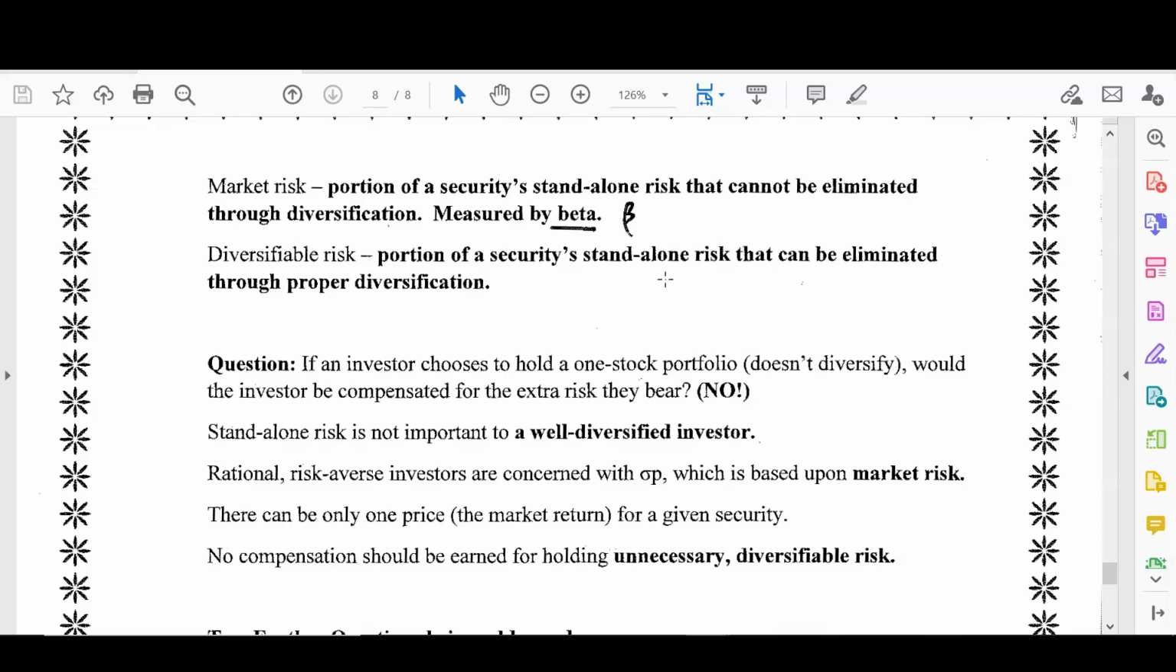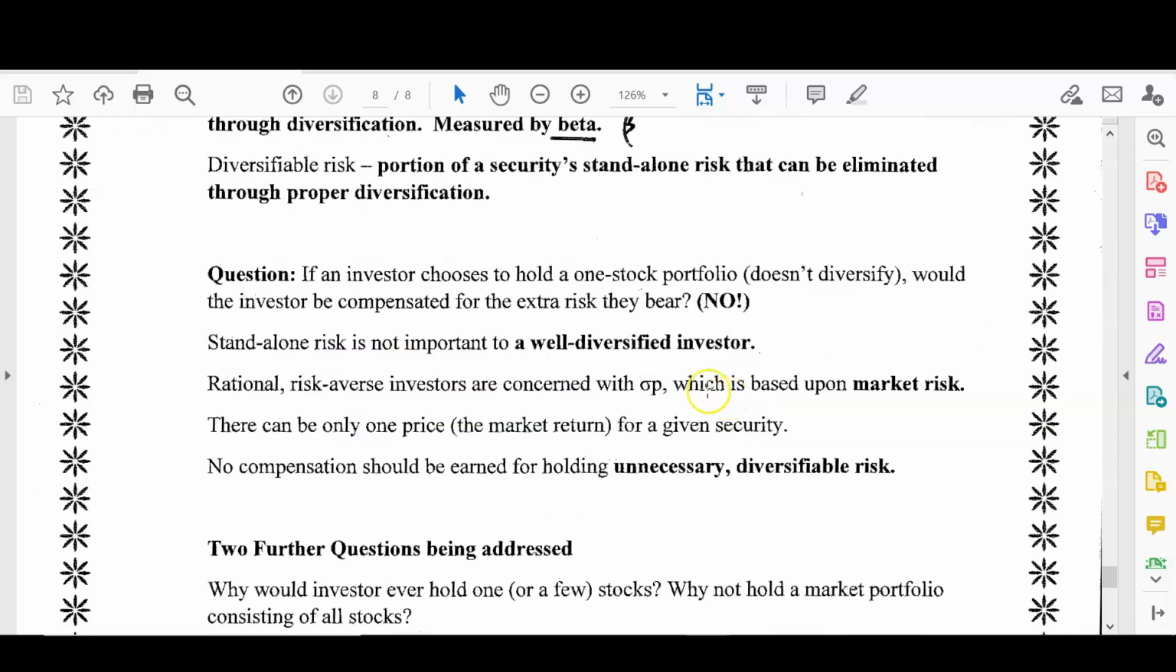When an investor chooses to hold a one-stock portfolio, doesn't diversify, would the investor be compensated for the extra risk they bear? No. Standalone risk is not important to a well-diversified investor. Rational, risk-averse investors are concerned with the standard deviation of the portfolio, which is based upon market risk. There can be only one price for a given security, which is the market return. No compensation should be earned by holding unnecessary diversifiable risk.